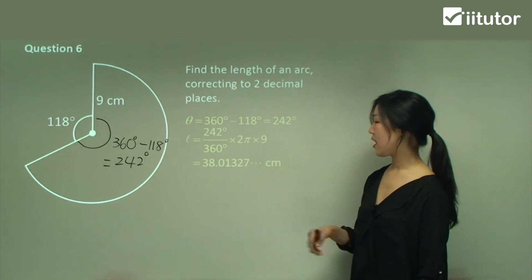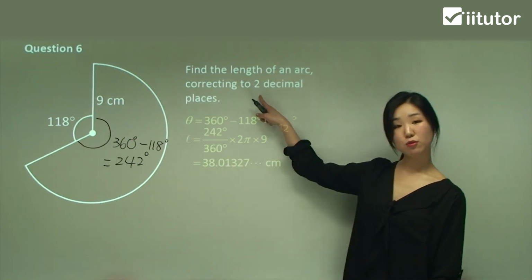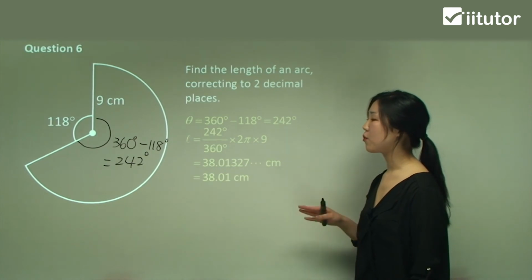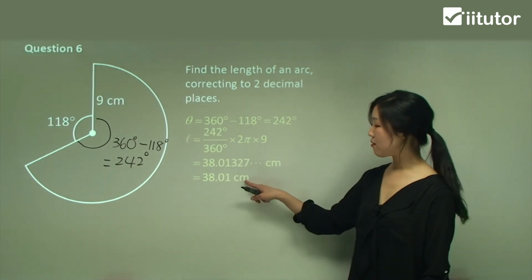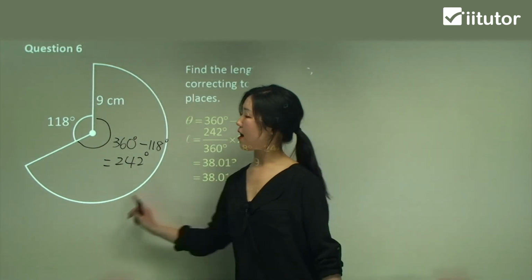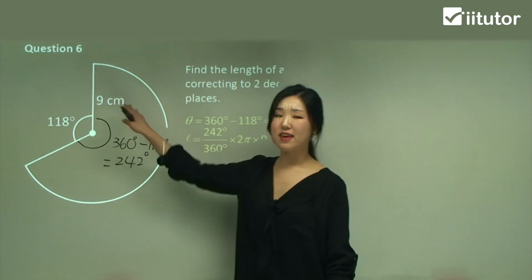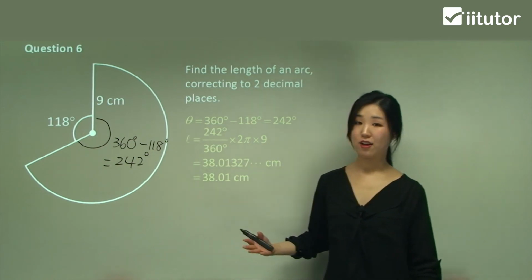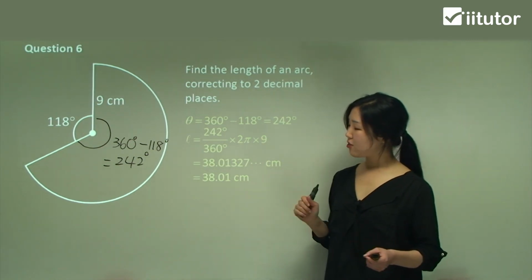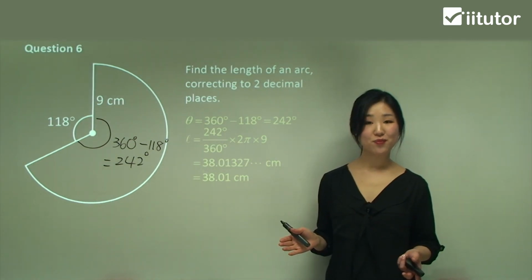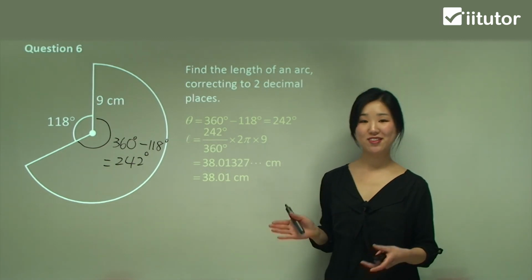You should get 38 point something like that. To 2 decimal places, 38.01 centimeters. So that represents the length of this big arc here. Alright guys, so it's quite large, and that's because the angle of the sector is also quite large, okay? So they change correspondingly to each other. Alright guys, so that was pretty much the length of an arc.